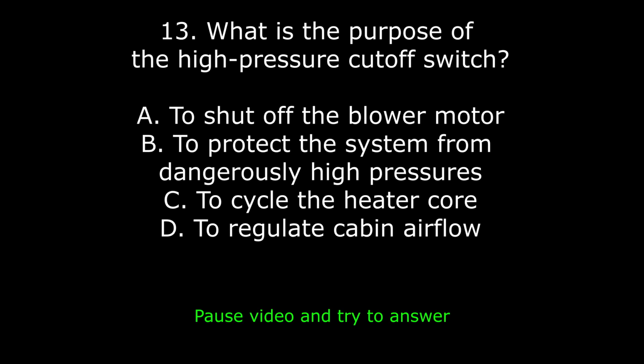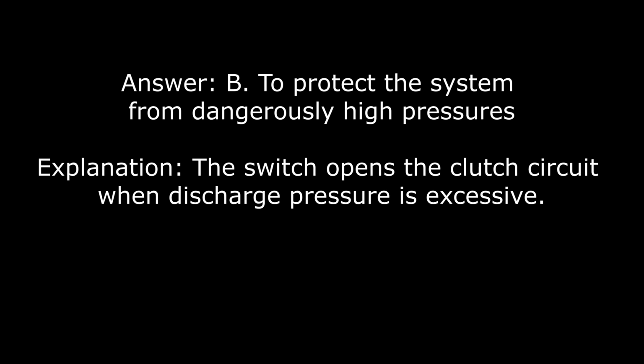13. What is the purpose of the high-pressure cutoff switch? A. To shut off the blower motor. B. To protect the system from dangerously high pressures. C. To cycle the heater core. D. To regulate cabin airflow. Answer: B. To protect the system from dangerously high pressures. Explanation: the switch opens the clutch circuit when discharge pressure is excessive.